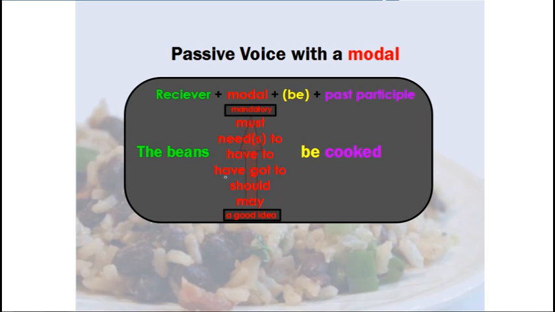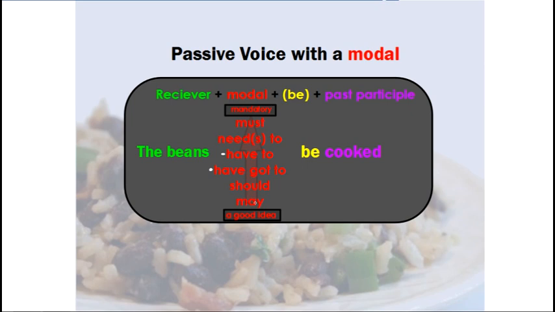I could also say the beans have got to be cooked, okay? And there's no difference between these two, have to and have got to. They're basically the same thing. And I can say the beans should be cooked, and that's more of a good idea, right? Or I could say the beans may be cooked, and again, that's sort of a good idea. Or I could even say the beans can be cooked, and that's more of a possibility.